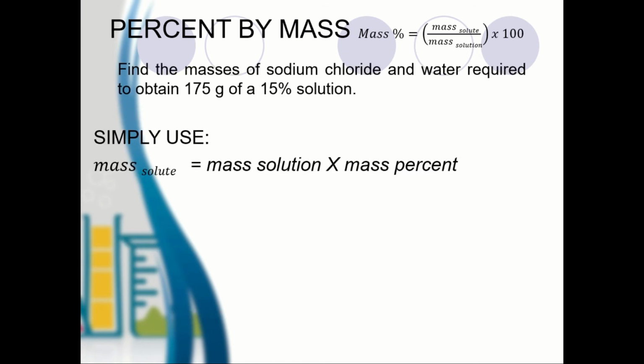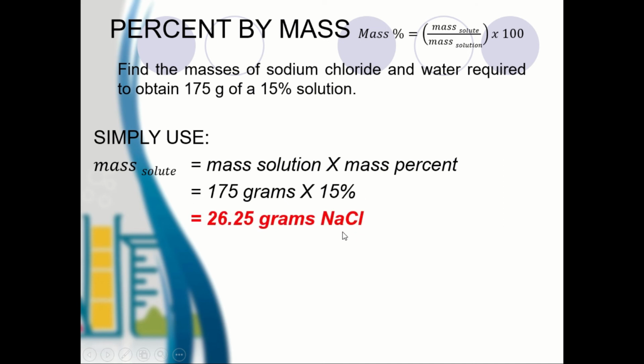Another example. Find the masses of sodium chloride and water required to obtain 175 grams of a 15% solution. Now, we can make use of our usual formula and then mark down X as a mass of solute, and then we can shift solve. Or we can simply use mass of solute will be equal to mass of solution times the mass percent. So, our mass of the solution is 175 grams. I-multiply natin doon yung 15% since it is the solute. Remember, kapag sinabi natin solute, it is the one with the lesser value. So, ibig sabihin, kapag lower than 50%, that's the solute. Pag higher than 50%, then that is the solvent. So, ibig sabihin, yung makukuha natin dito sa 15% ng 175 grams, yun yung mass ng solute.